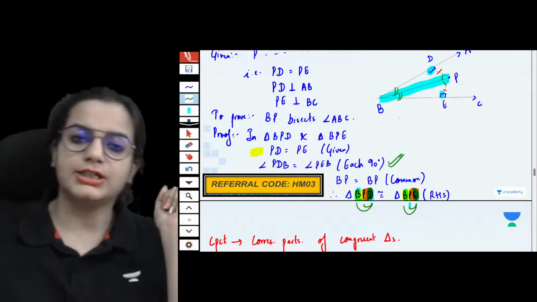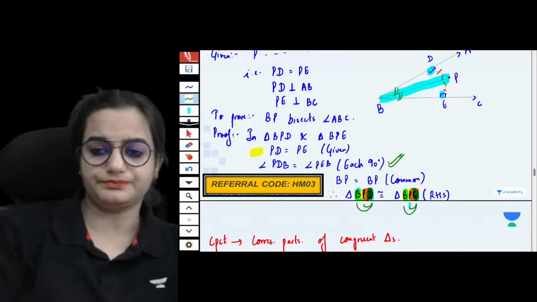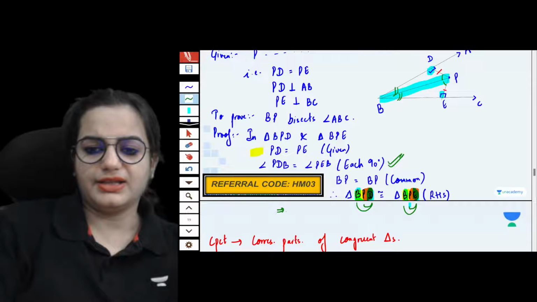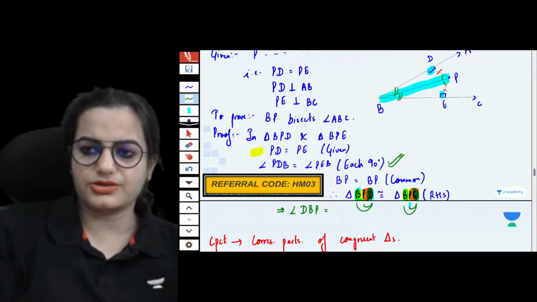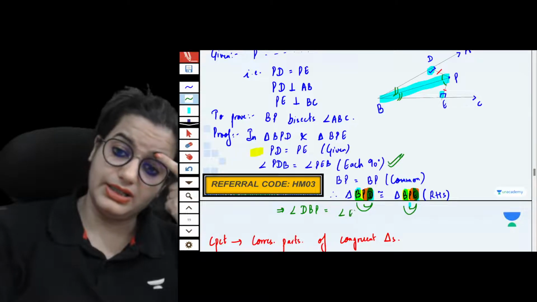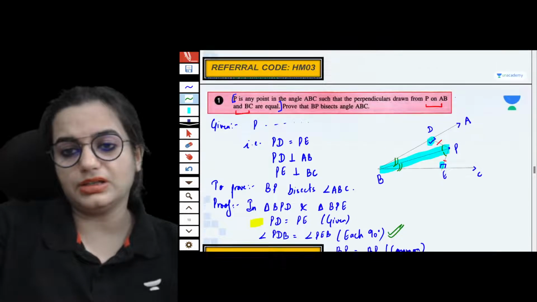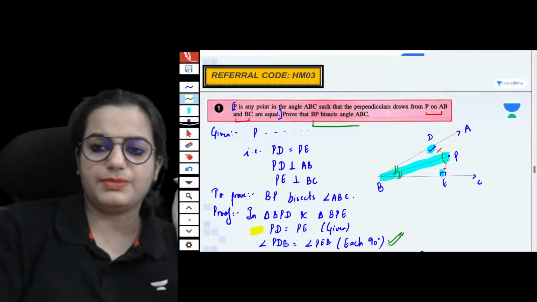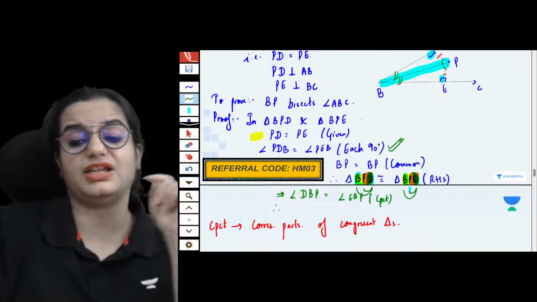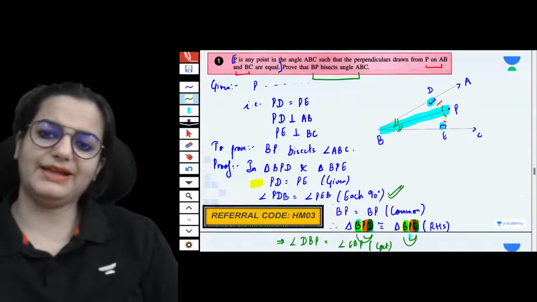Clear? So what you can write down? DBP, it implies angle DBP is equal to angle EBP, and the reason is CPCT. Therefore you can write down that BP bisects angle ABC, which we had to prove. Okay. Therefore BP bisects angle ABC. This is very important. You need to write down. Clear? Am I clear?